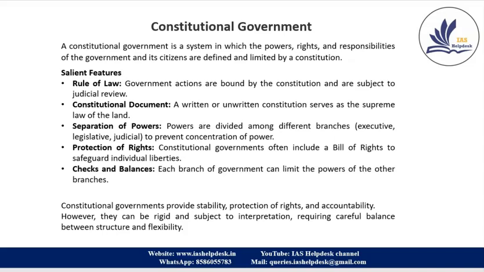Next we have checks and balances. Each branch of government can limit the power of the other branch, so by this we have checks over each other. The constitutional government provides stability, protection of rights and accountability. However, they can be rigid and subject to interpretation, requiring a careful balance between structure and flexibility. So basically this is just a basic concept where we can understand the constitutional form of government.